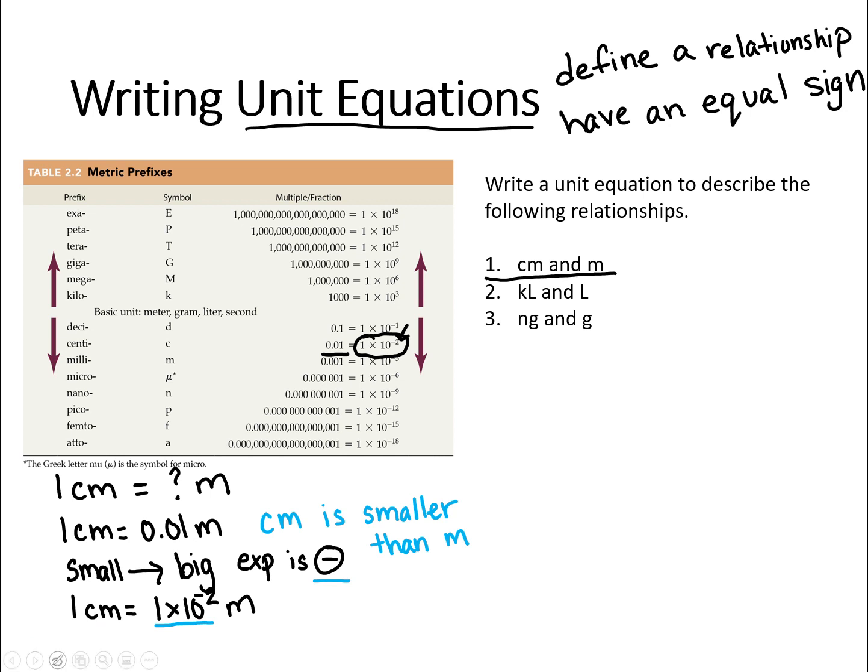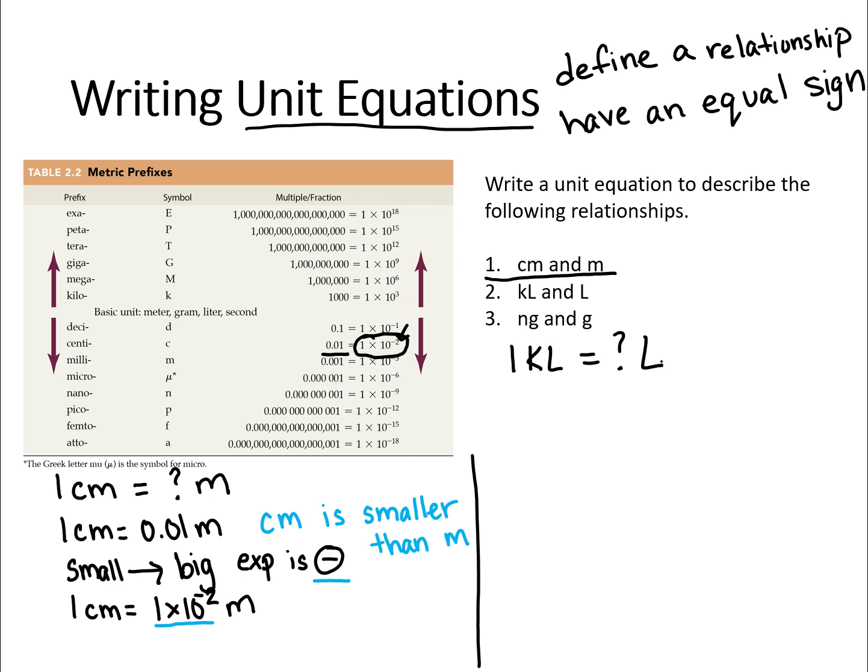Now I think that if we do the second question, it might help make that method make a little bit more sense. So if you don't mind, I'm going to do that one and talk it through the same way. And then if there's still question marks over your head, then we'll go through it again. This time we have the kiloliter and liter. So if I have 1 kiloliter, how many liters do I have?